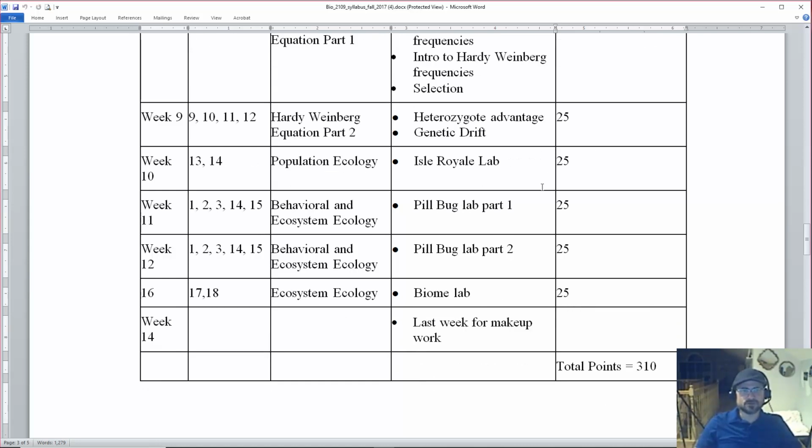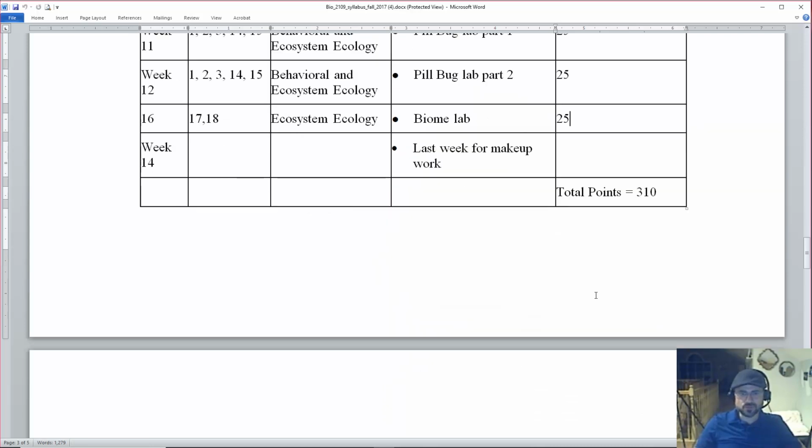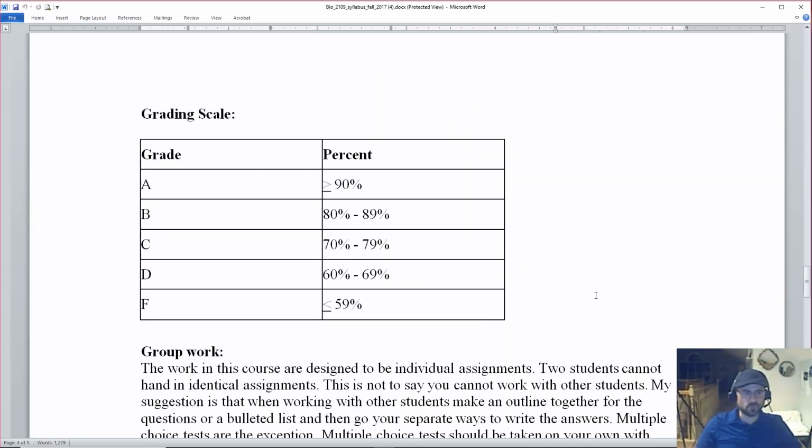We're going to do some ecology stuff that we can do online. So 1 week will be the Isle Royale lab. We'll be looking at populations of moose and wolves on an island in the Upper Peninsula of Michigan. Then we're going to spend a couple of weeks looking at pill bug labs, and then we'll probably cut out this last part, depending on what it is that we get done. Okay, so that's the majority of what we will do for the semester.